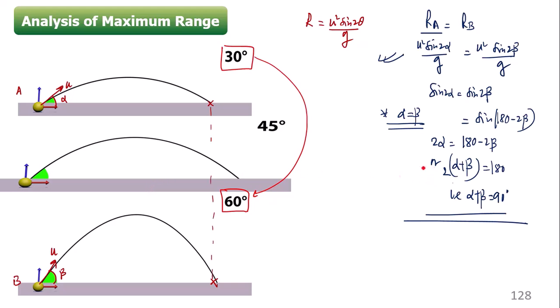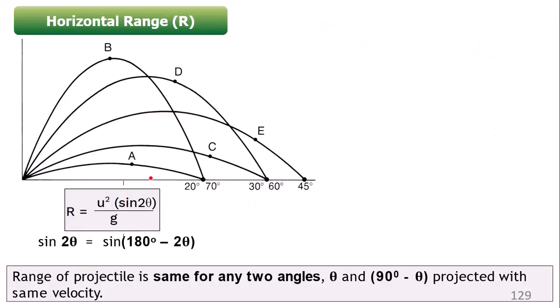That means if two projectiles are projected from the same point with the same velocity u and the angles are complementary to each other, then they will land on the same point. So for any two angles, if one angle is alpha and another angle is beta such that if you add these two, the sum is 90, then every time you check that, they will land on the same point. That is 20 and 70, they will land on the same point. 30 and 60, both will land on the same point. 45, complementary is 45, so again it will land on the same point.